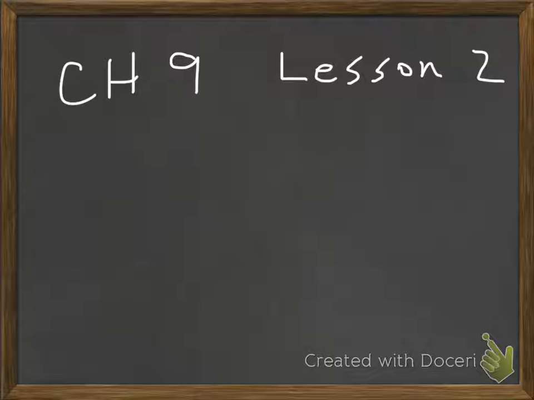Chapter 9, Lesson 2. We're continuing from Lesson 1. It's pretty much the same thing, only now there are bigger numbers. They still don't have to reduce, they just have to rename so they can get the fraction and then subtract. The only difference with Lesson 2 is there are a few numbers that are a little bit bigger, but nothing changes. You're just subtracting.